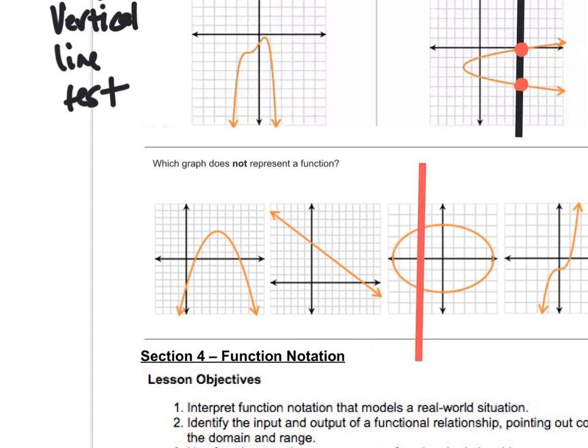Uh-oh. It touches it twice. Okay, this one isn't a function. This one is a function. This graph is a function. But this one ain't no function. We ain't having no fun in here.